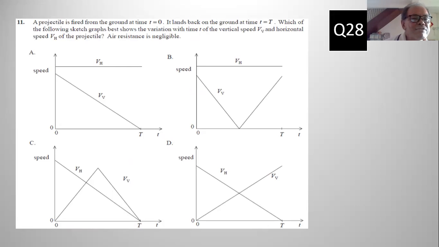Okay. A projectile is fired from the ground at time t equals 0. It lands back on the ground at time t. Which of the following sketch graphs best shows the variation with time of the vertical speed v and horizontal speed vh of the projectile? Air resistance is negligible. Remember, we are looking at speed, it's a scalar, so don't worry about direction at all.